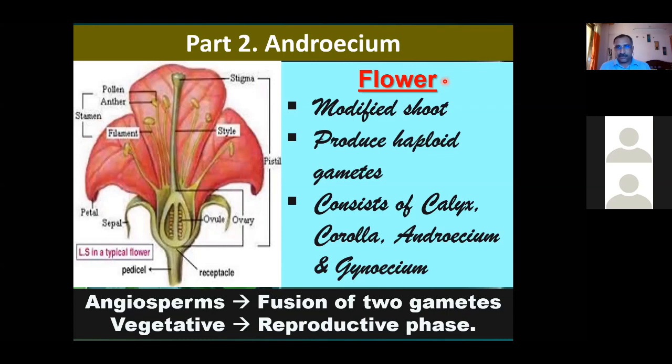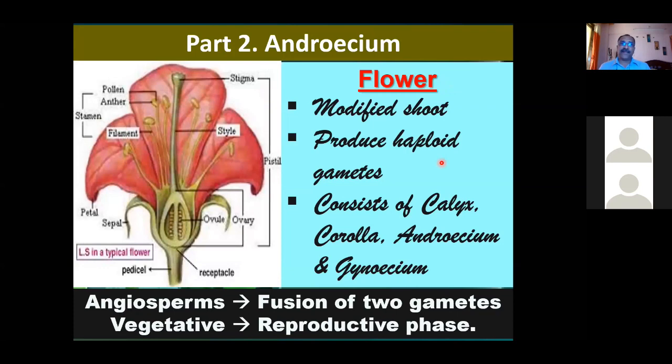Modified shoot means it will have a stem and leaves. If you look at a branch of a plant, it has a stem and it has leaves. That is what we call a shoot. But when you talk about the flower, what is a flower? A flower is a shoot which produces leaves on a stem, but in this case the flower is a modified shoot. The flower is a modified shoot.